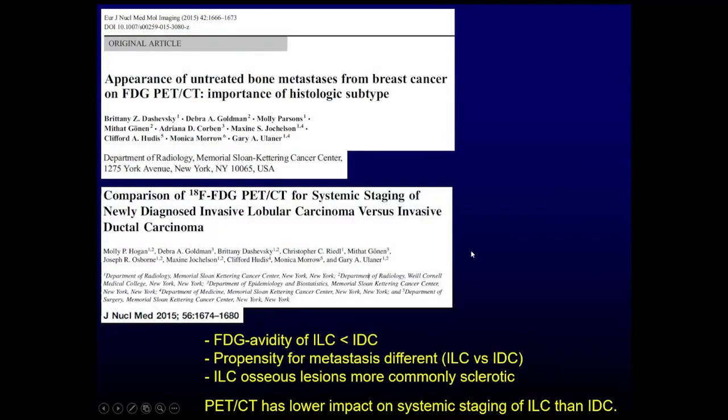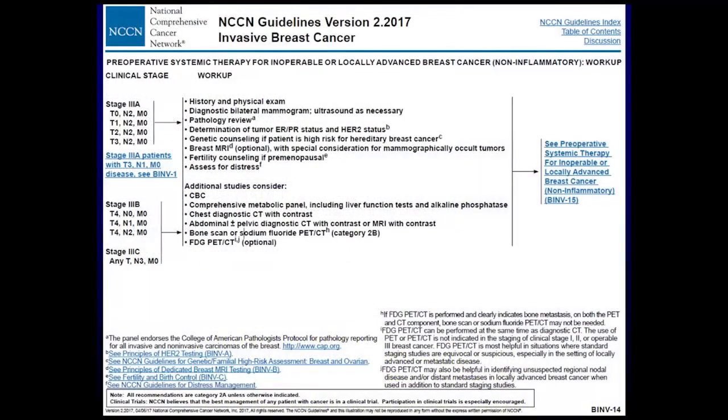So the majority of lobular breast cancers are FDG avid. However, there is a substantial minority, maybe a quarter to a third of them, which are not FDG avid. So be wary when reading FDG PET studies on patients with lobular breast cancer that the FDG PET may not be as valuable for evaluation of lobular breast cancers as it is for ductal breast cancers.